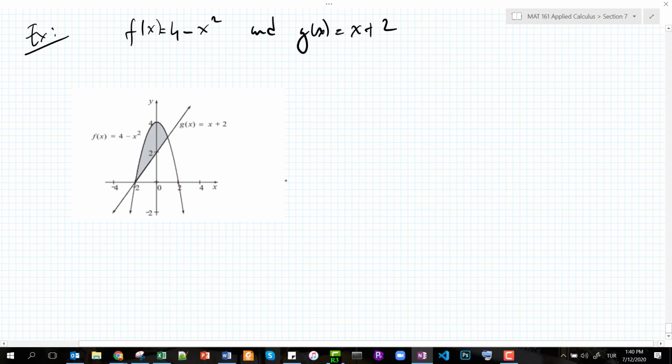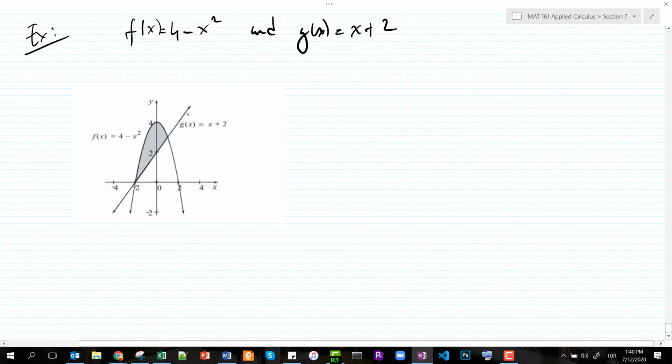This is the area I would like to find in the first example. So between a quadratic expression and a line, I would like to find this area. What am I going to do? First, I'm just going to find the g of x area, and then the f of x area, and I'm going to subtract them. That's what I will do.